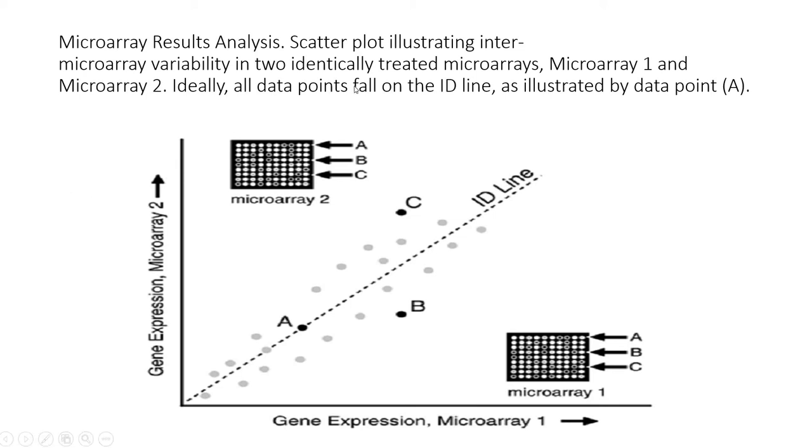Microarray variability in two identically treated microarrays, microarray 1 and microarray 2. Ideally all data points fall on the ideal line. This is also called the zero line, and this method is called linear regression. So we use linear regression to analyze the microarray data. We are going to discuss that.